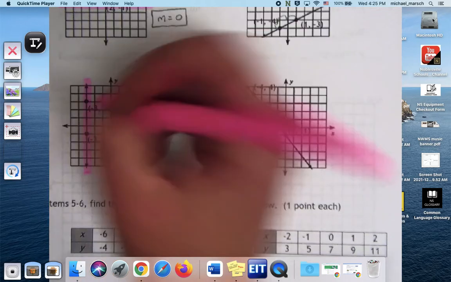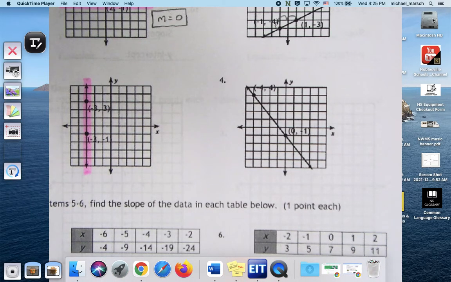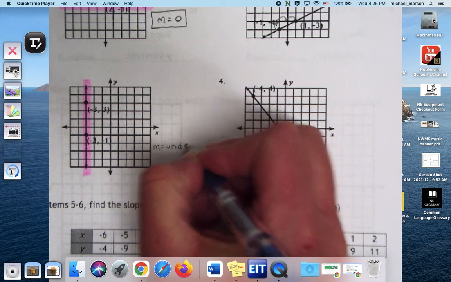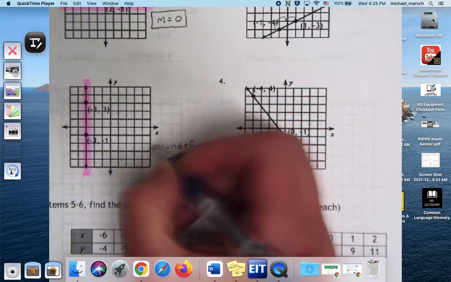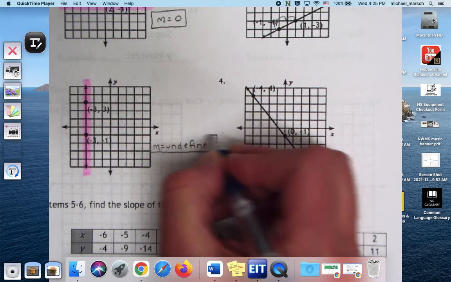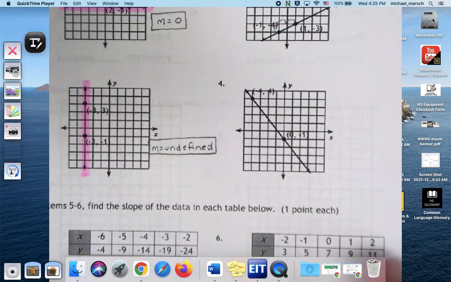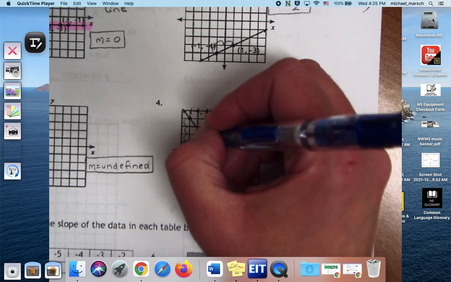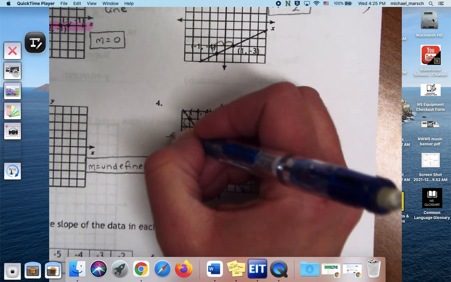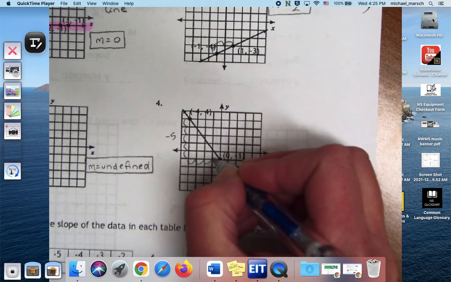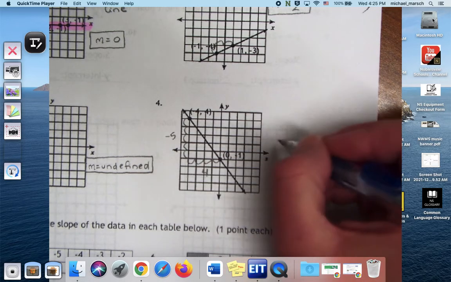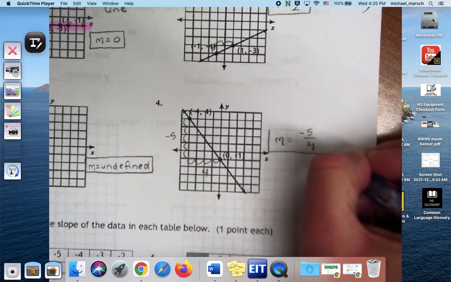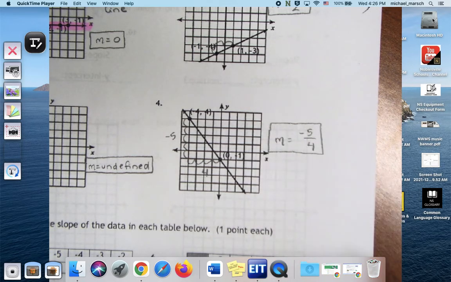When I look at number 3 here, I have a vertical line, which hopefully you all remember that the slope of a vertical line is undefined. Mr. Slopeface again, right? And then for number 4, I'm going to fall 1, 2, 3, 4, 5. And I run 1, 2, 3, 4. So my slope is going to be negative 5 over 4, because if I fall, that means it's a negative numerator.